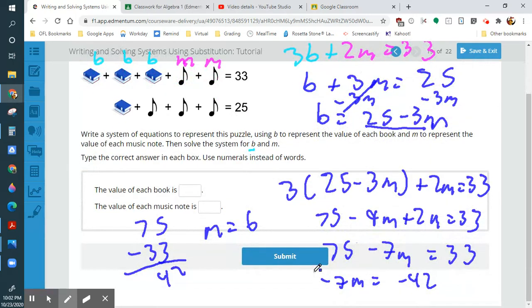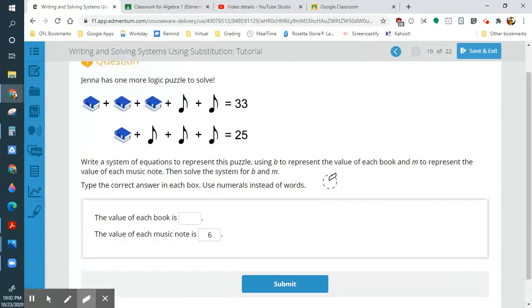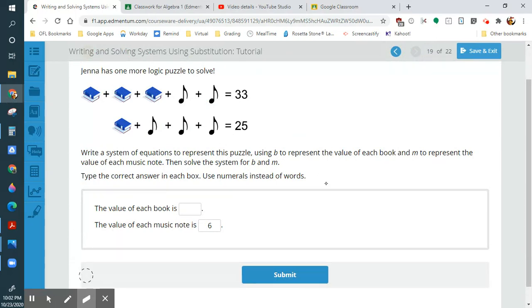Well, if M equals 6, that's the music notes. M is our music note. So how many music notes? 6. Music note is worth 6. Let me erase this. And then what we're going to do here is now that we have the music notes as 6, we have this as a book plus, obviously I'm going to plug it into this one because this one has less books. A book plus 3 times 6 is equal to 25.